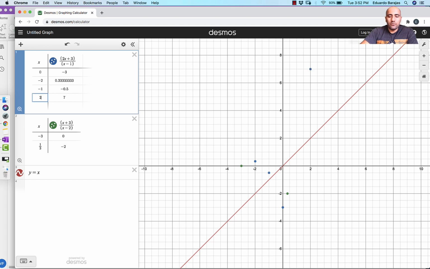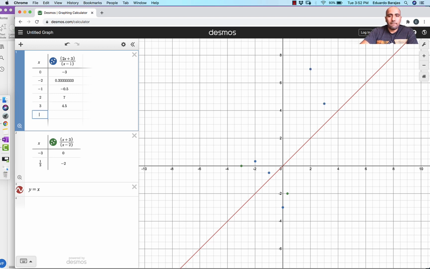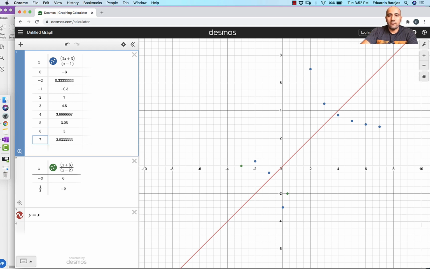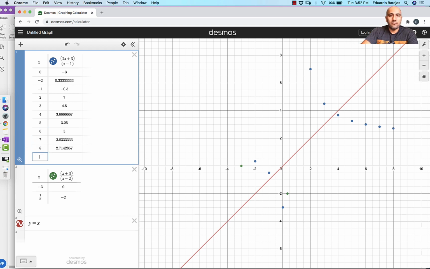How about 2? How about 3? How about 4? How about 5? How about 6? How about 7? How about 8? Okay, so I'm getting a pretty good sense of what's happening with the blue function by plugging in a bunch of ordered pairs. Eventually, I'll plug in the equation, and we'll confirm what all those points are.